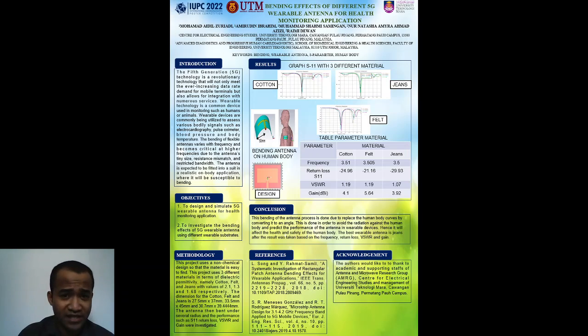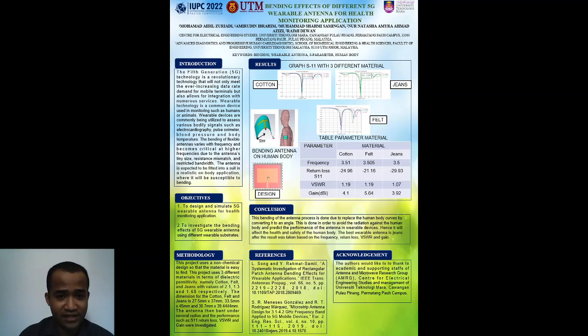Today, I would like to present my title, which is Bending Effect of Different 5G Wearable Antenna for Health Monitoring Application. For the introduction, the fifth generation was deployed worldwide in 2019 and is becoming the fastest wearable wireless technology ever created. The fifth generation, 5G technology, is a revolutionary technology that will not only meet the ever-increasing data rate demand for mobile terminals, but also allow for integration with numerous services.